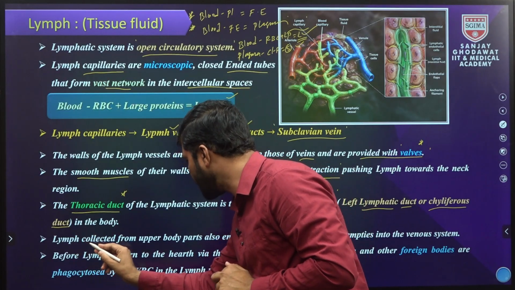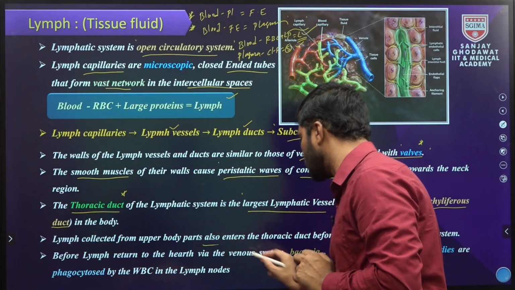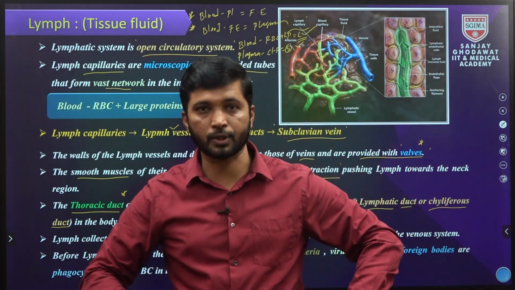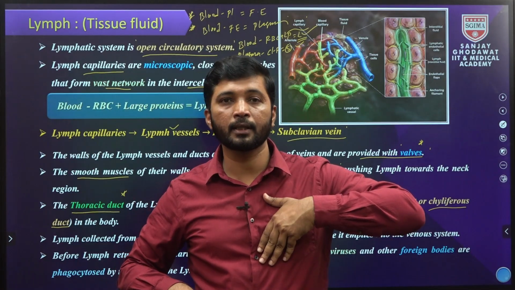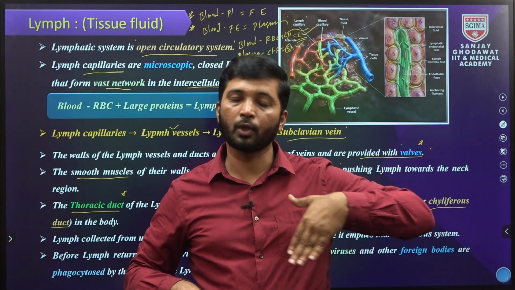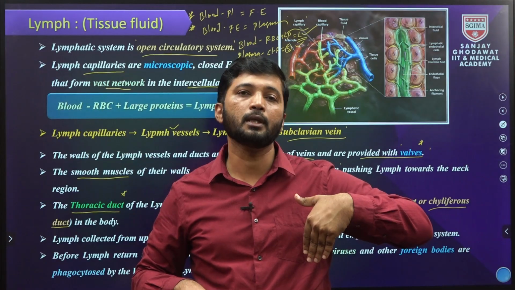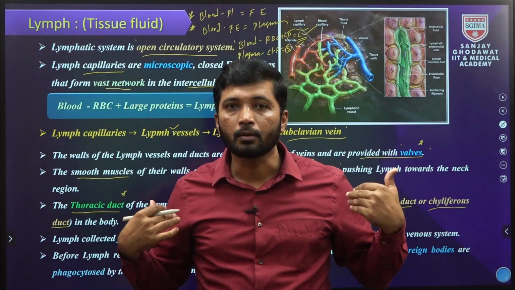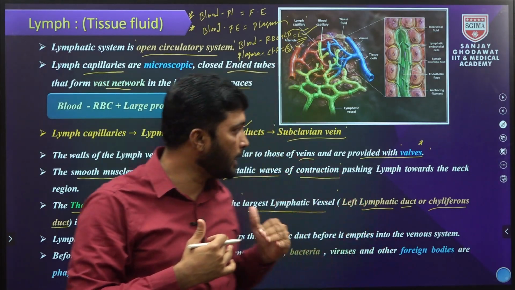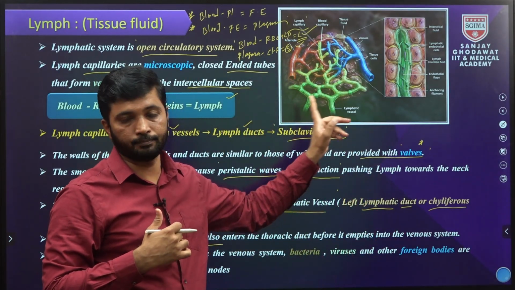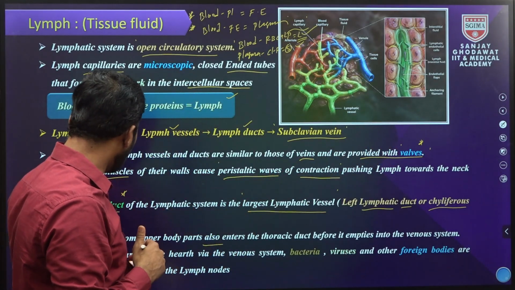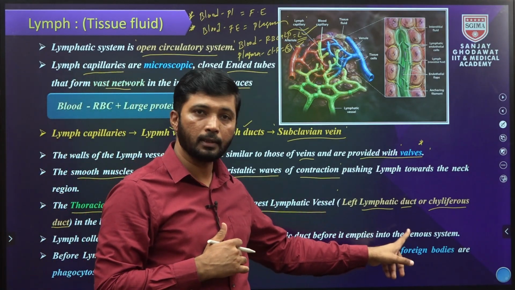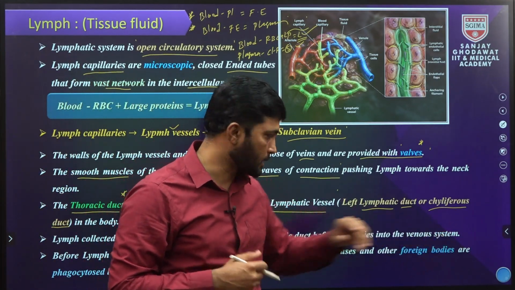Next, lymph collected from the upper body parts also enters into the thoracic duct, not only from the lower body parts. The thoracic duct is the largest lymphatic duct, also called the left duct because it lies toward the left side of the body, and it collects lymph from lower body parts as well as upper body parts, and finally pumps it into the venous system.